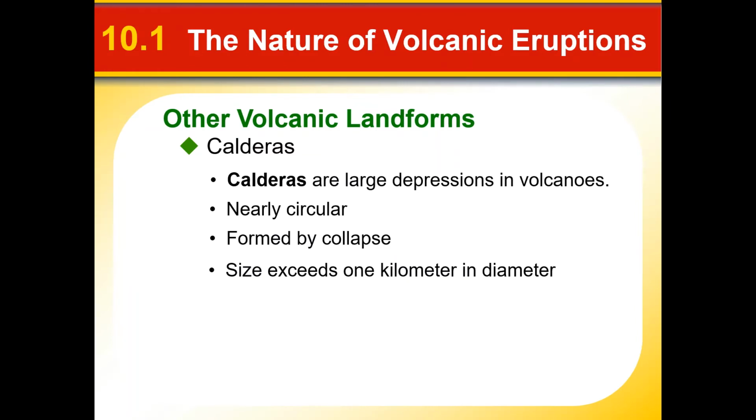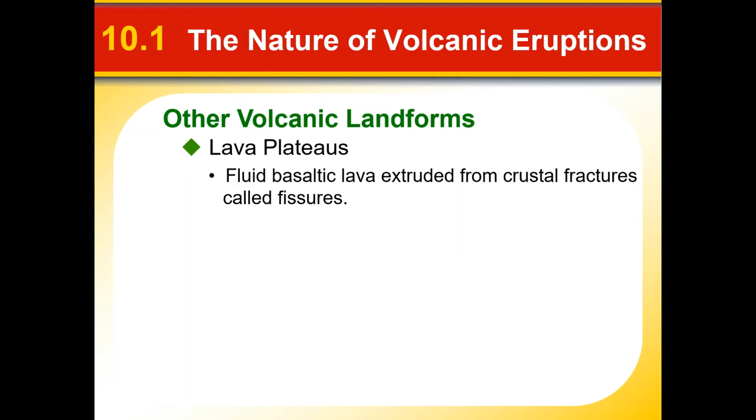Other volcanic landforms, we have the calderas, which are large depressions in volcanoes. They're nearly circular and formed by a collapse, and the size exceeds 1 kilometer in diameter. If it is smaller than 1 kilometer in diameter, it is called a maar, MAAR. We have the lava plateau, which are fluid lava extruded from crustal fractures called fissures. And usually, lava plateaus are a result of a very large volcanic event.